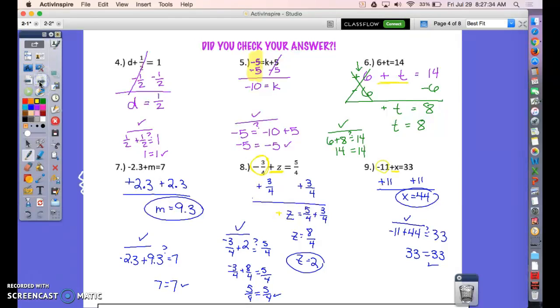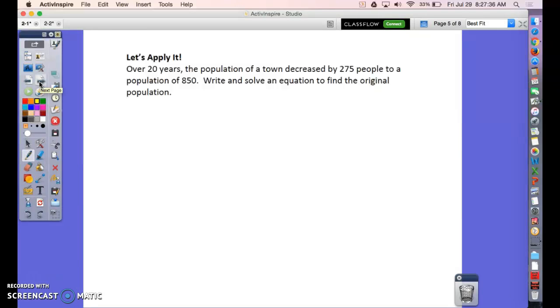All right, one more problem here. Over 20 years, the population of a town decreased by 275 people to a population of 850. Write and solve an equation to find the original population. I always look at the last sentence so I can define my variable. I want to write an equation to find the original population. So I'm going to say P stands for the original population.